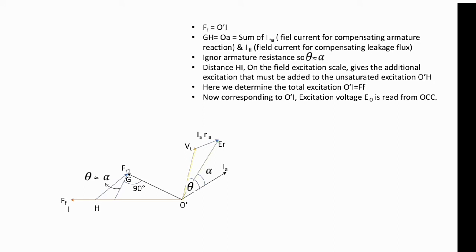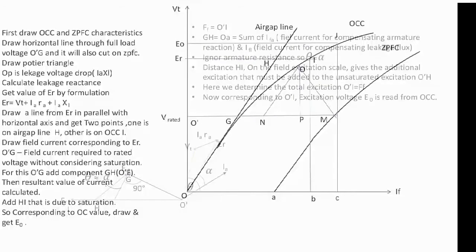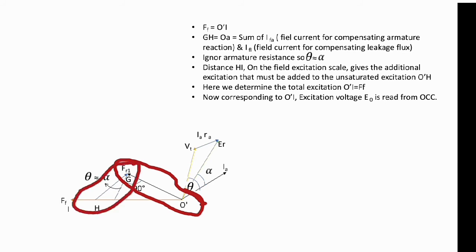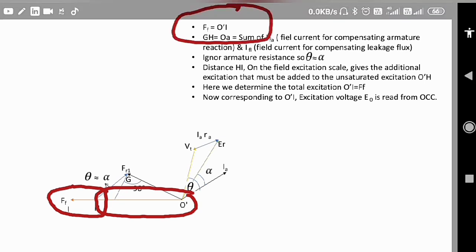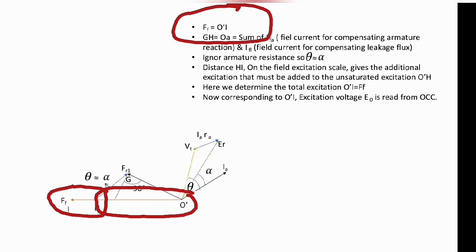When we add O dash G and GH, then we will get OH. And if OH and HI are added, then we will get OI, the resultant field, or resultant field MMF, or final field MMF, through which we will get the value of no load voltage, or E naught.